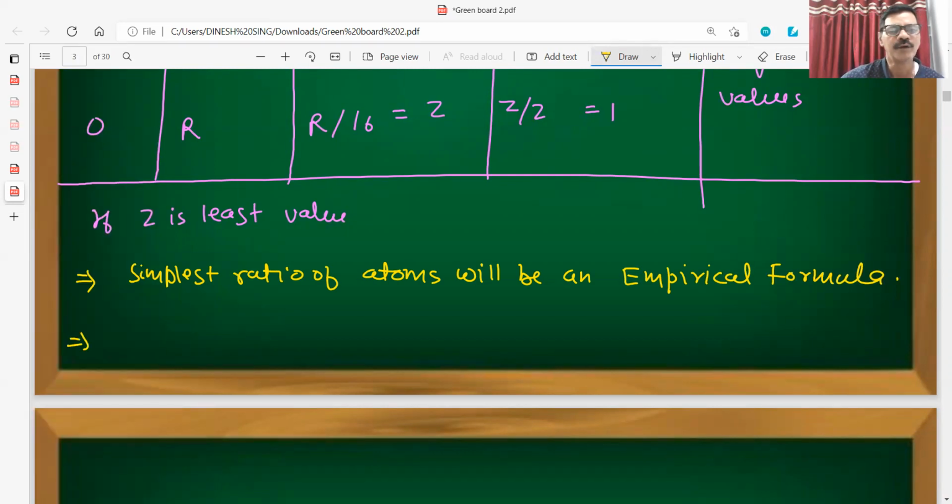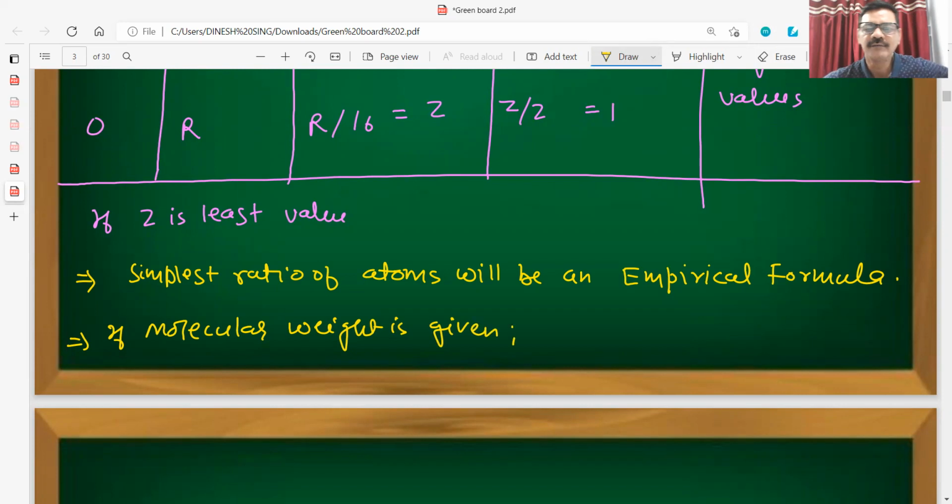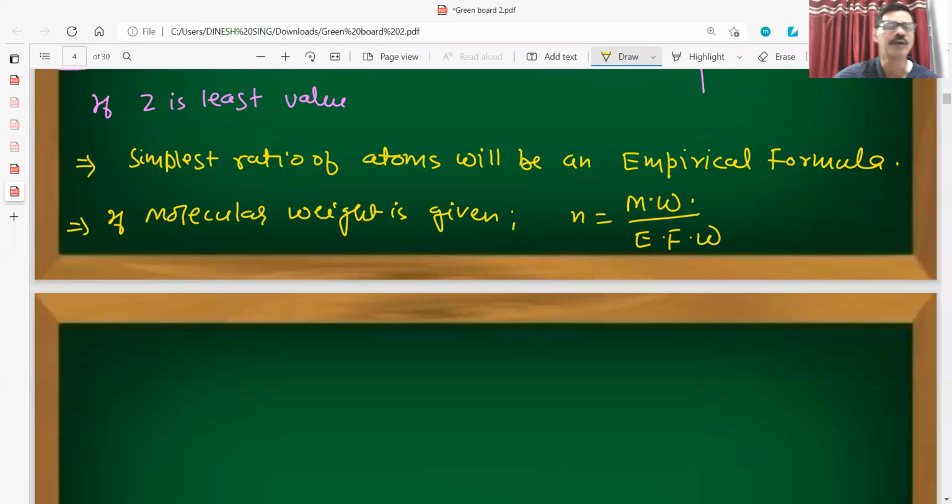And if molecular weight is given, then n will be molecular weight upon empirical formula weight. So from here we can determine the value of n. If we multiply the value of n with the empirical formula, then we will get the molecular formula.